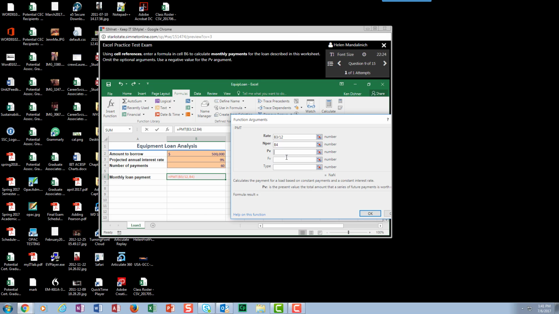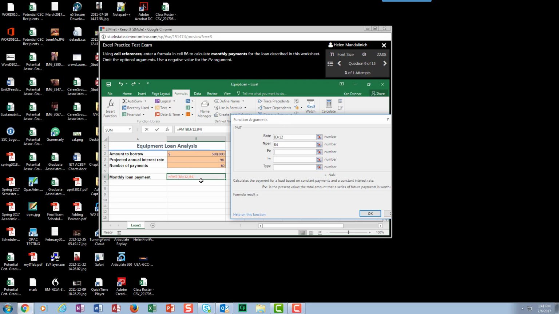The present value is just a fancy word for the amount that you're borrowing, the loan amount. But before I do that, I want to look up here, and it says use a negative value for the PV argument.